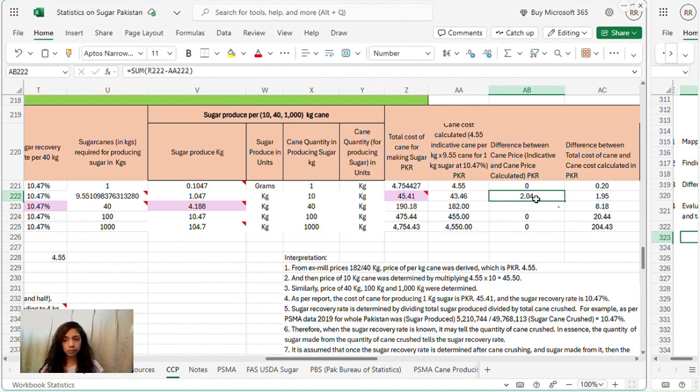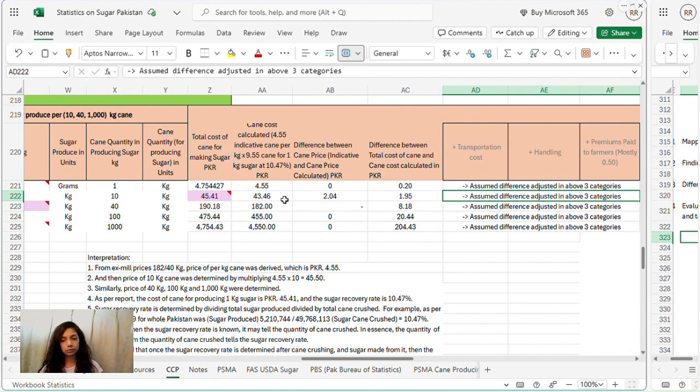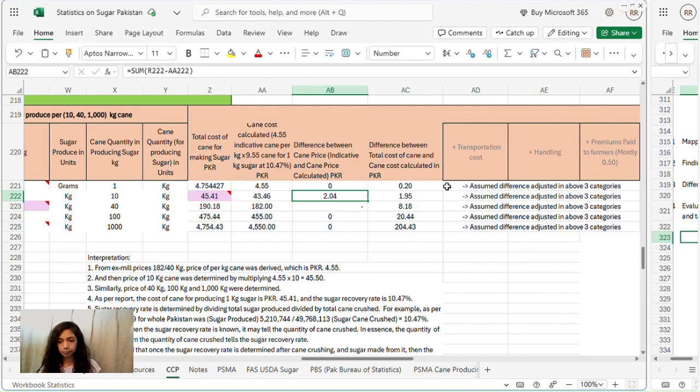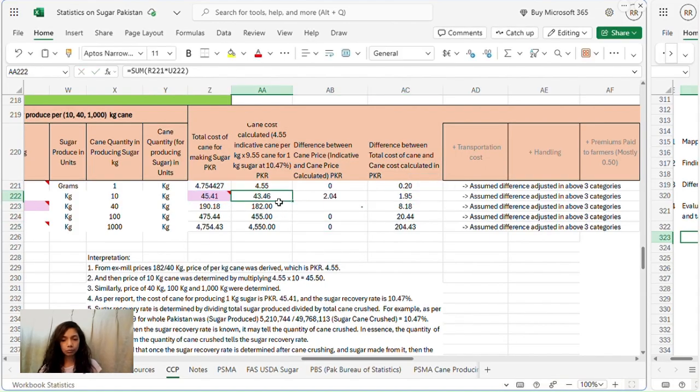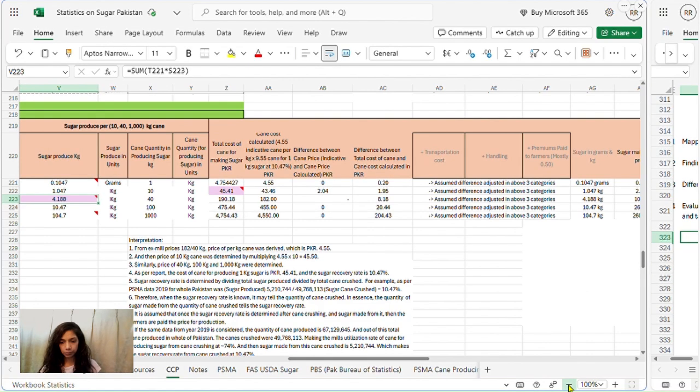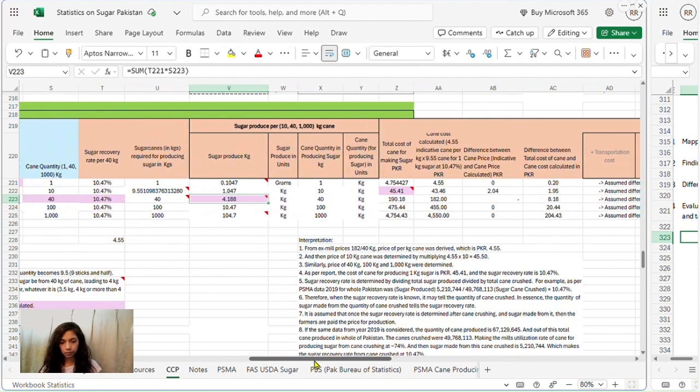So that is also what we are going to discuss, how this came to be. Now if we look at here, these are the numbers, difference of cost of cane and cane cost calculated in PKR. So this difference is between these two, and this difference was between this one and here. So I'll just minimize it. So let's just see.